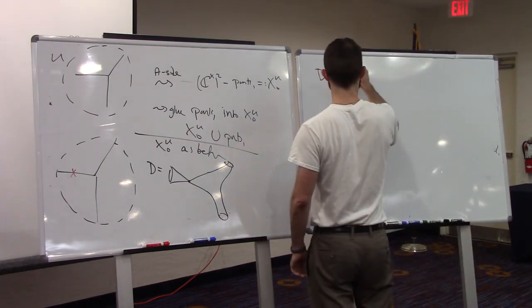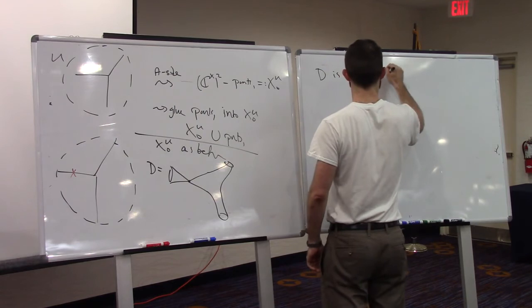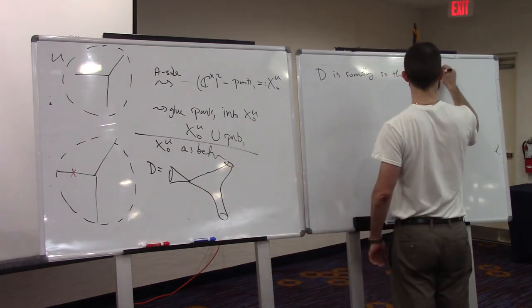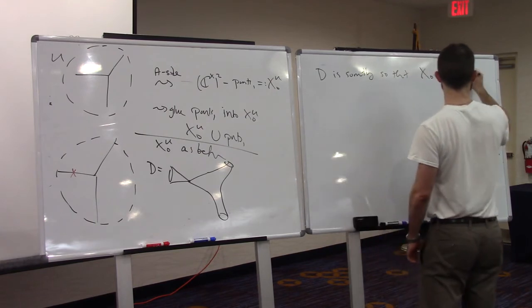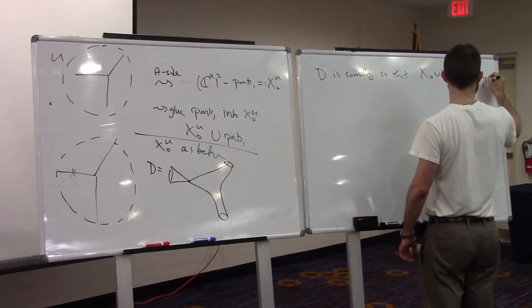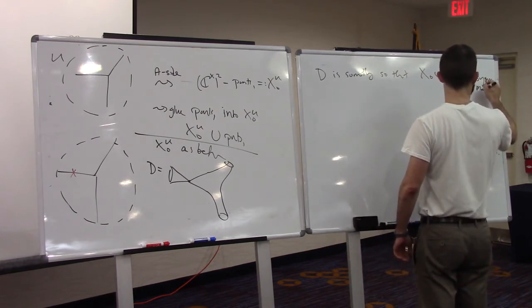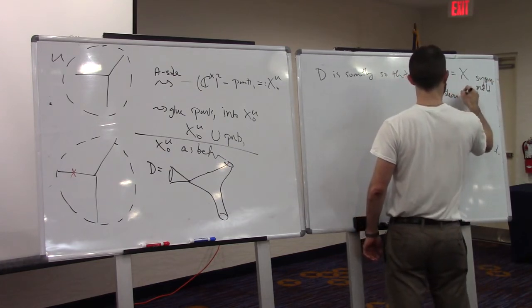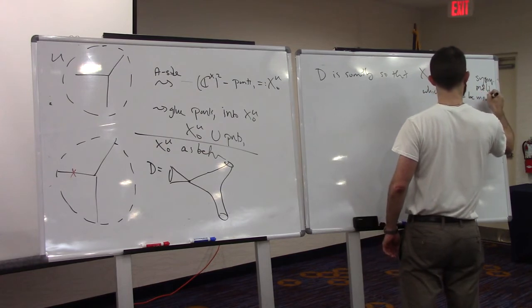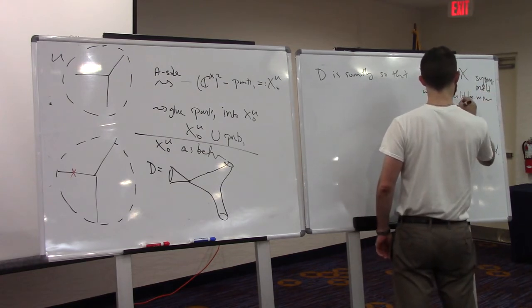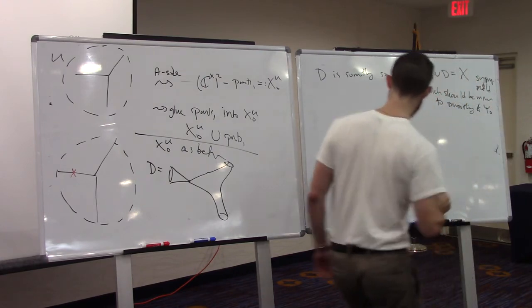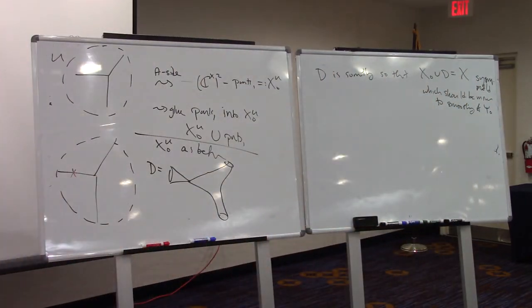D is something so that X0 union D is equal to X, a symplectic manifold, which should be mirror to a smoothing of Y0. And the point is, you can kind of check that.